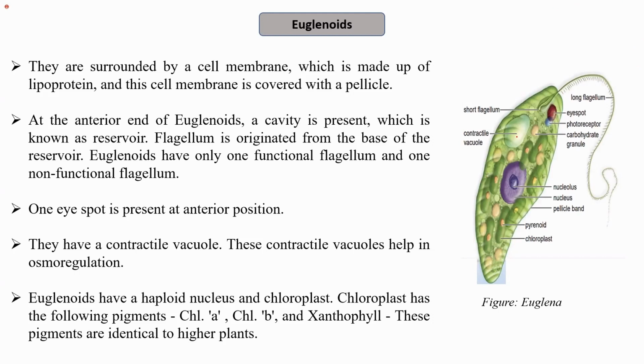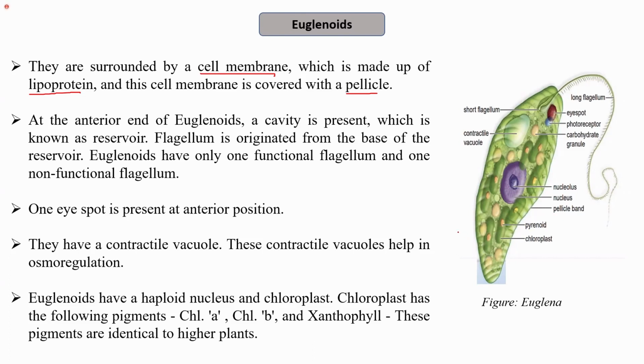The structure of euglenoids can be understood with the help of the example of euglena, as we can see in the right hand side diagram. So they are surrounded by a cell membrane. They do not have a cell wall. So as I mentioned, they lack the cell wall just like animals, and they are surrounded by a cell membrane which is made up of lipoproteins, and this cell membrane is covered with a thin layer which is known as the pellicle.